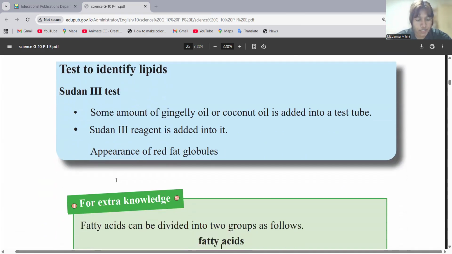And then the test to identify lipids. We call it a Sudan 3 test. So we are going to take a little bit of oil lipids to a test tube, and then add the Sudan 3 reagent into it. And then you can see red fat globules. Let me show you guys.